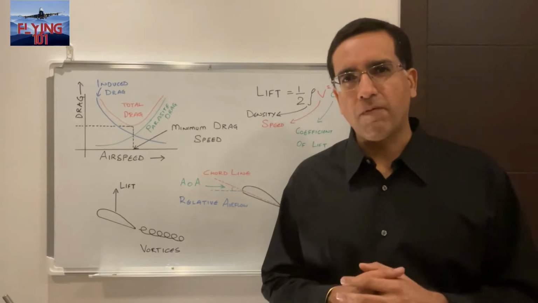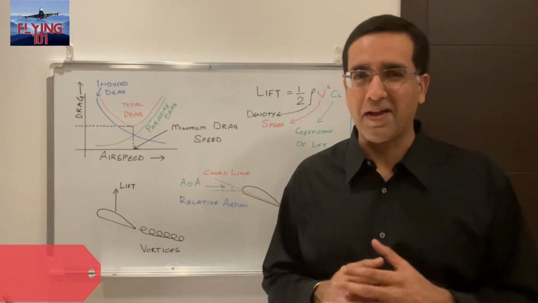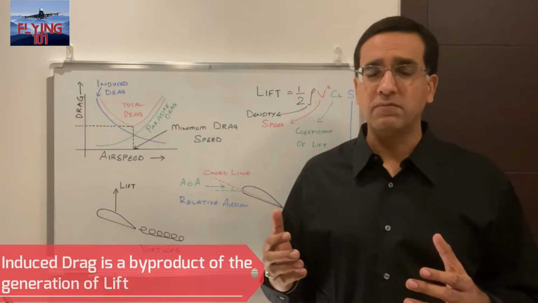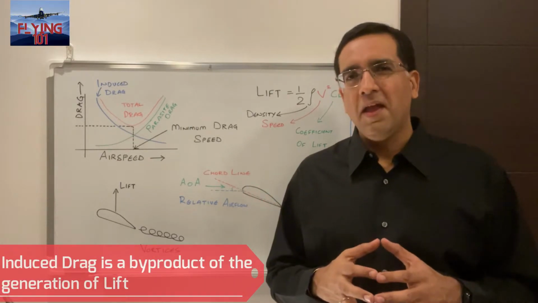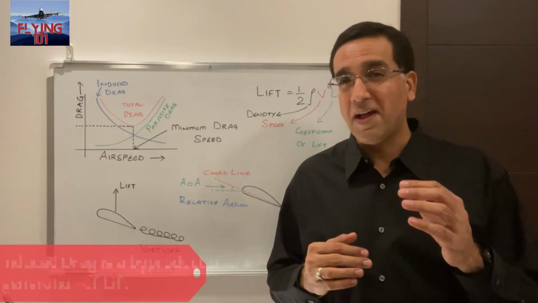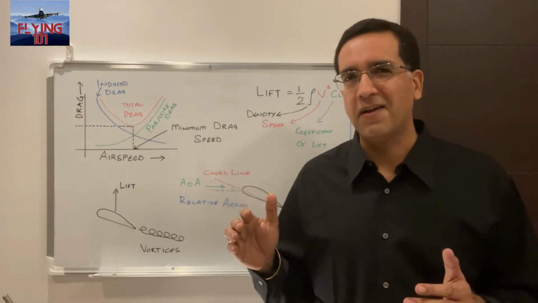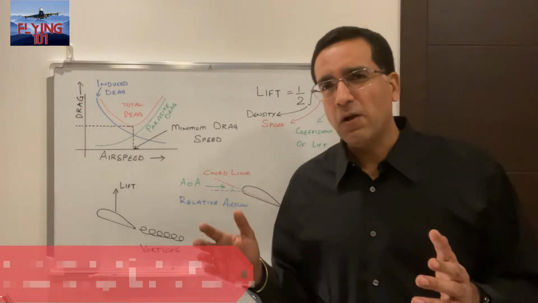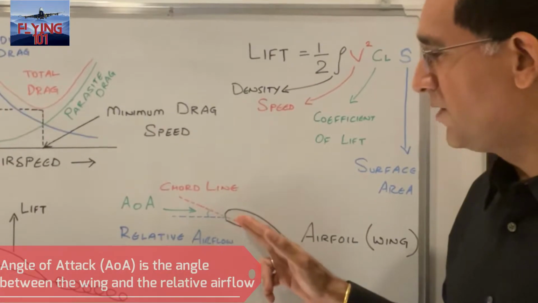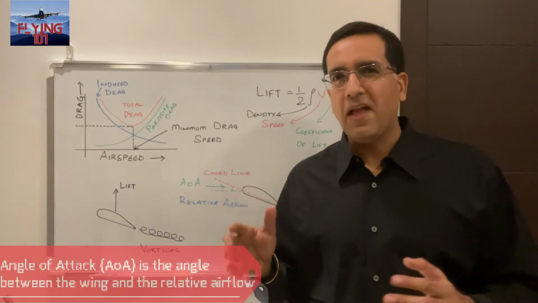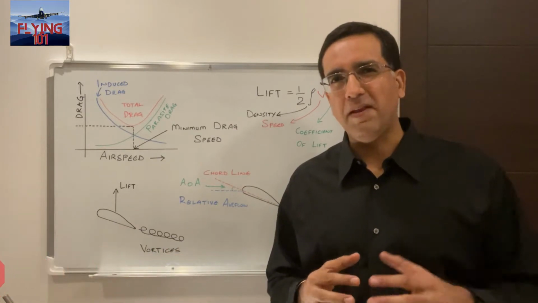So the first type of drag we have is induced drag, which is an inevitable consequence of the wing generating lift. Induced drag is most dominant at low speeds, when the aircraft needs to fly at a relatively higher angle of attack to maintain lift. The angle of attack is simply the angle between the airfoil or the wing and the relative airflow. And why does the angle of attack need to be increased as the speed decreases?